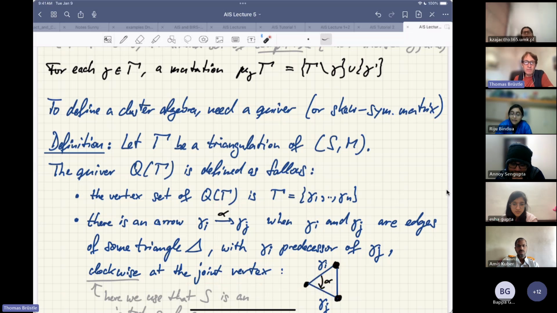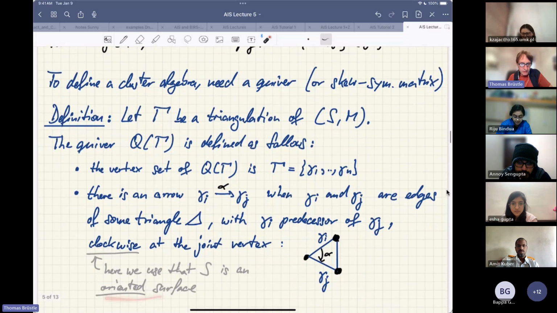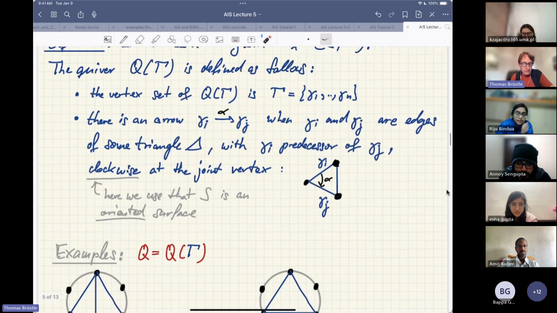That's what I do. Notice here I really use that I have an oriented surface. An oriented surface allows me, in any local neighborhood of a point, to say what is clockwise or counterclockwise. I do have an orientation. Here I really use that. If it were a Klein bottle or something, I couldn't define that quiver. Okay, so we use that we have an oriented surface. That's a quiver. Let's do some examples.